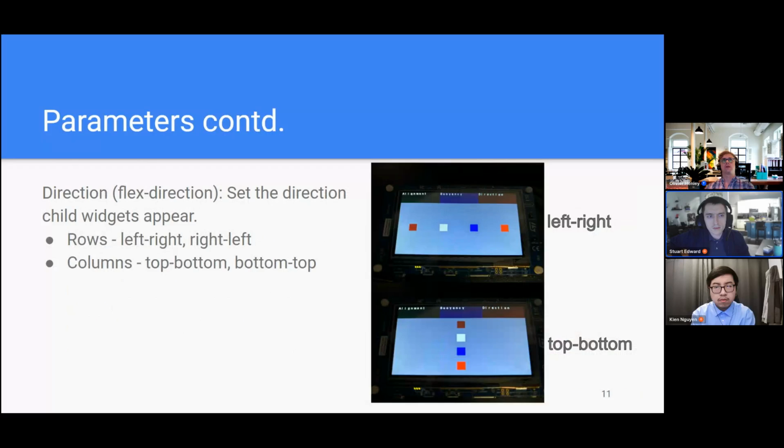To continue on different parameters, you can set the direction. This basically instructs the parent widget on how to display its children. So you can do different row settings, such as left to right and right to left. And you can do column settings for top to bottom and bottom to top. The different directions is basically just the direction at which the children will display.